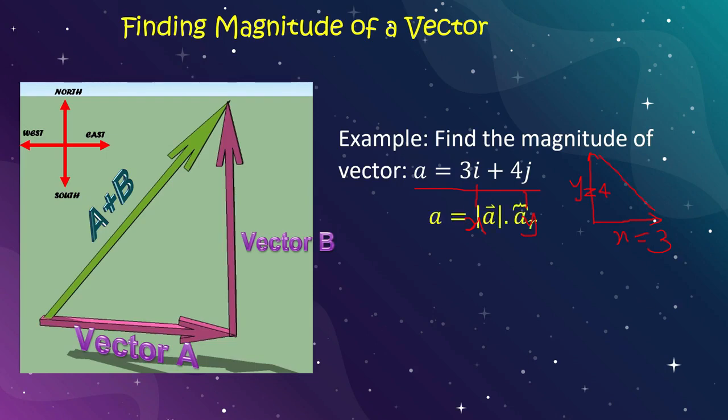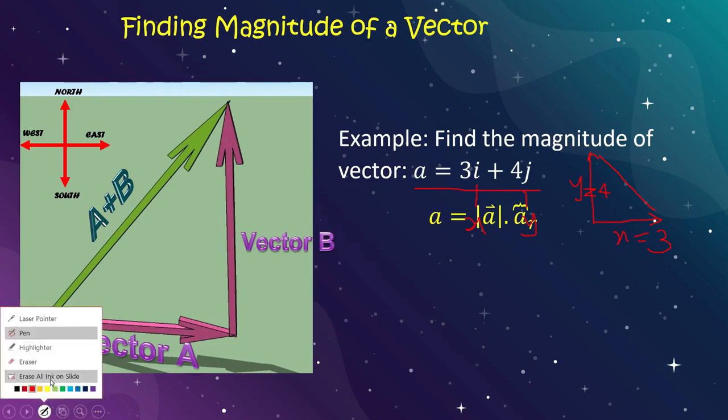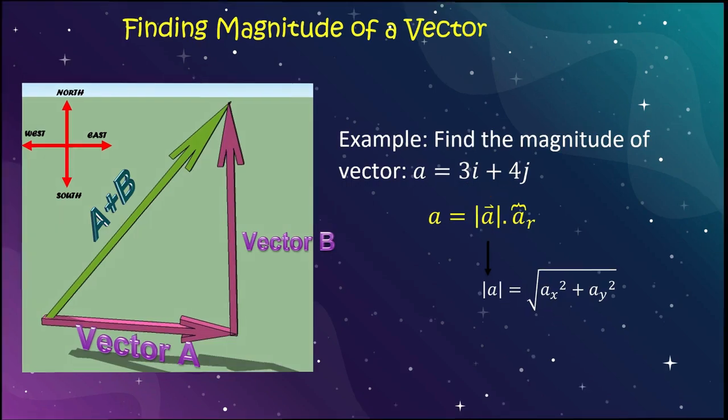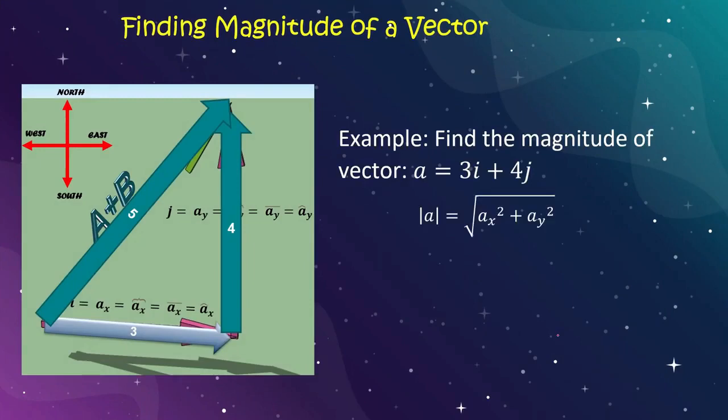So, how will we find out the magnitude? We will find out the magnitude of vector A, where mod of A is the magnitude. It is given by square root of ax square plus ay square, where ax is 3 and ay is 4. So, we will get square root of 3 square plus 4 square. It will give us root of 9 plus 16, which is root 25, and the value of A will be 5.